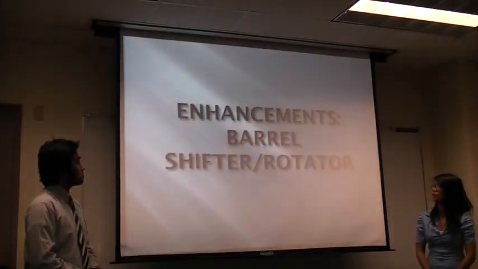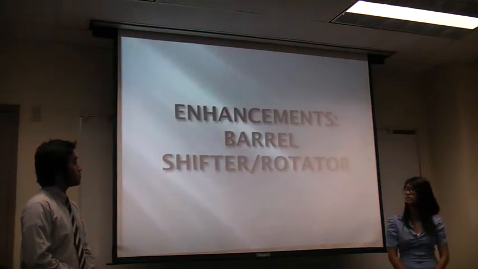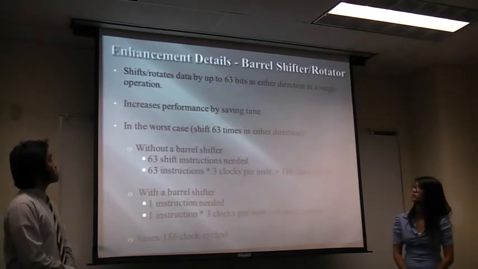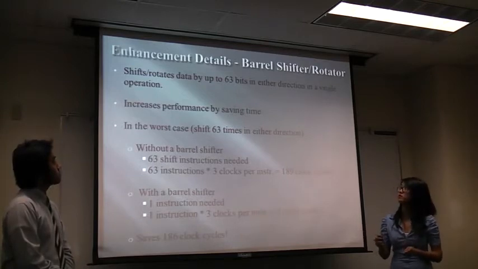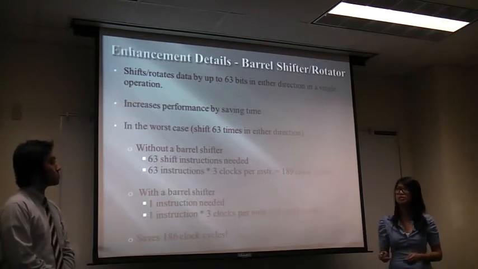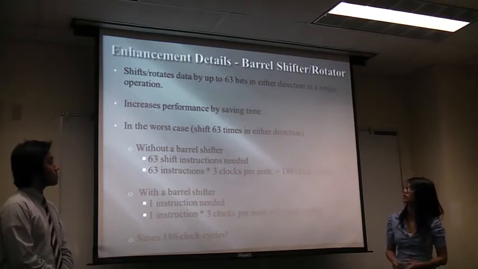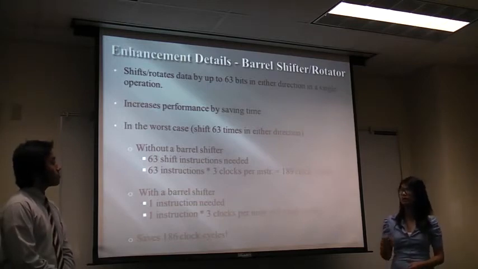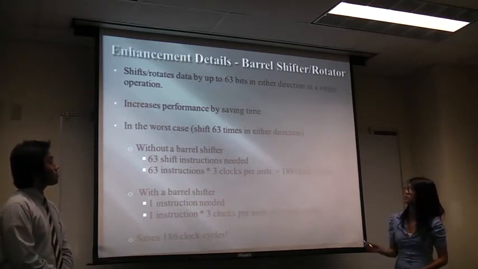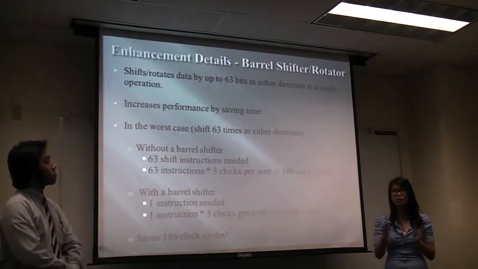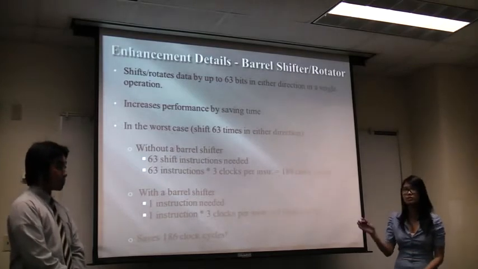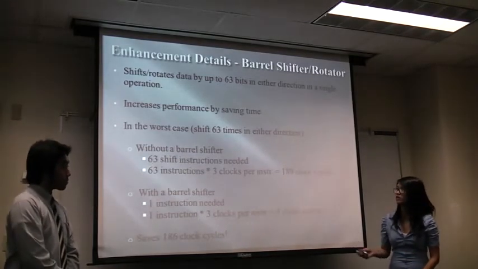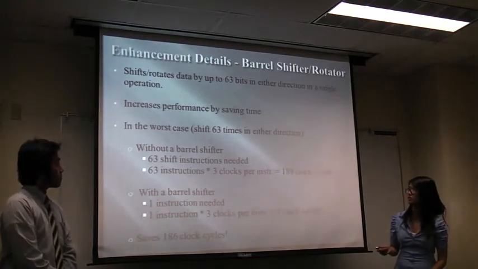Okay, so I'm going to go over our barrel shifter/rotator. The barrel shifter rotator takes a 64-bit value, shifts or rotates it up to 63 times in one instruction, and it increases performance by saving time. So in the worst case, you want to shift something 63 times. You would have to do 63 shift left or shift right instructions. Instead, with the barrel shifter, it's just one instruction.